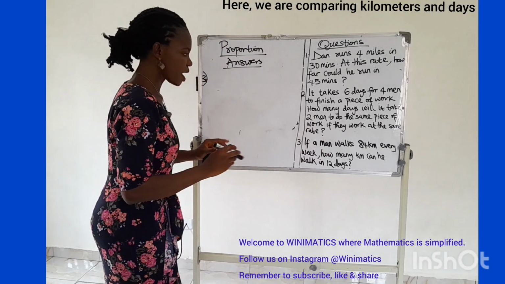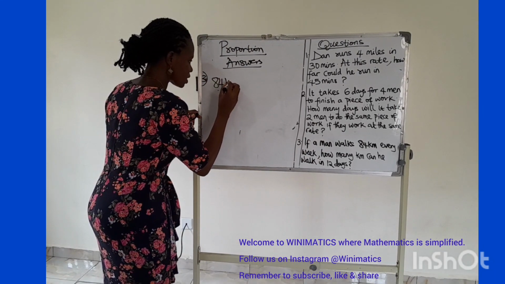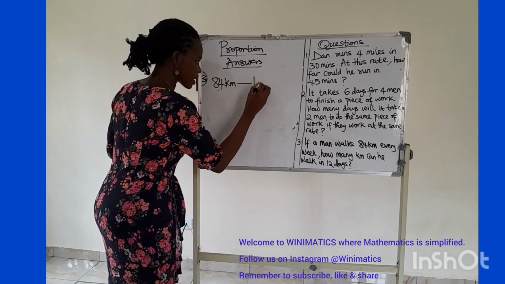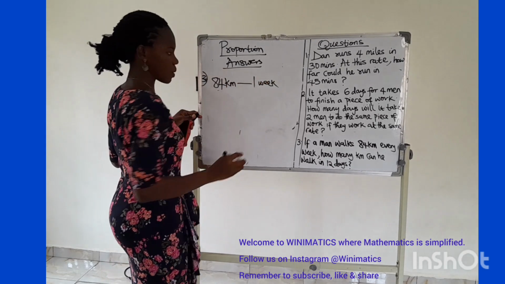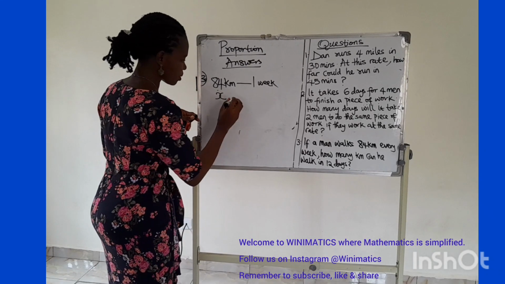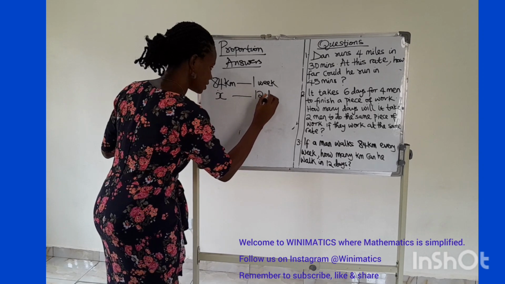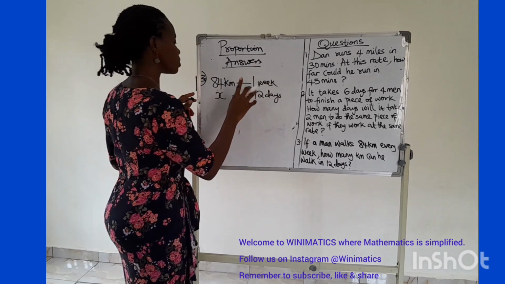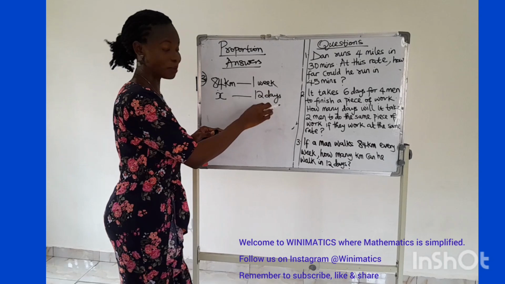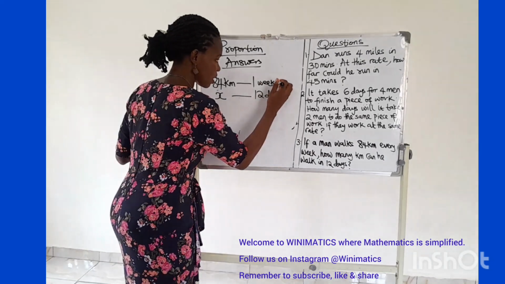All right, a man walks 84 kilometers in 1 week. How many kilometers? This is what we're looking for. We don't know the kilometers. How many kilometers will he walk in 12 days? If you look at this, you won't be able to do it because the units are not the same, but week can be changed to days. Now, how many days do we have in 1 week?